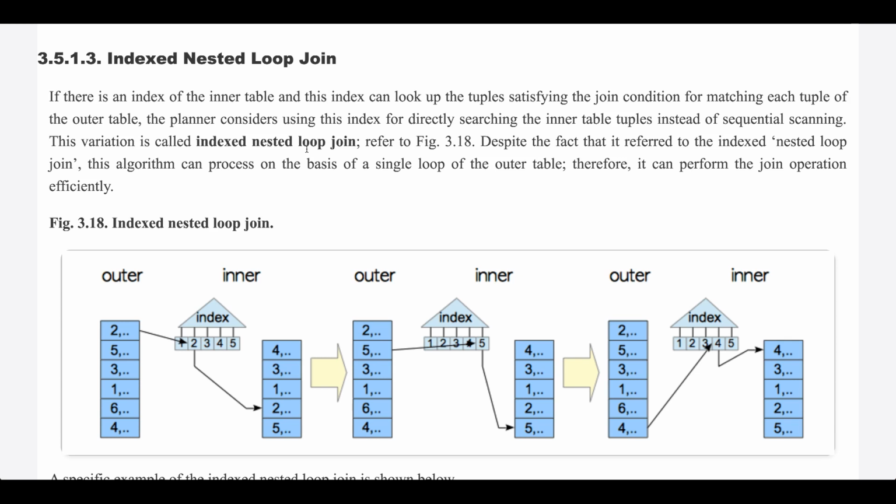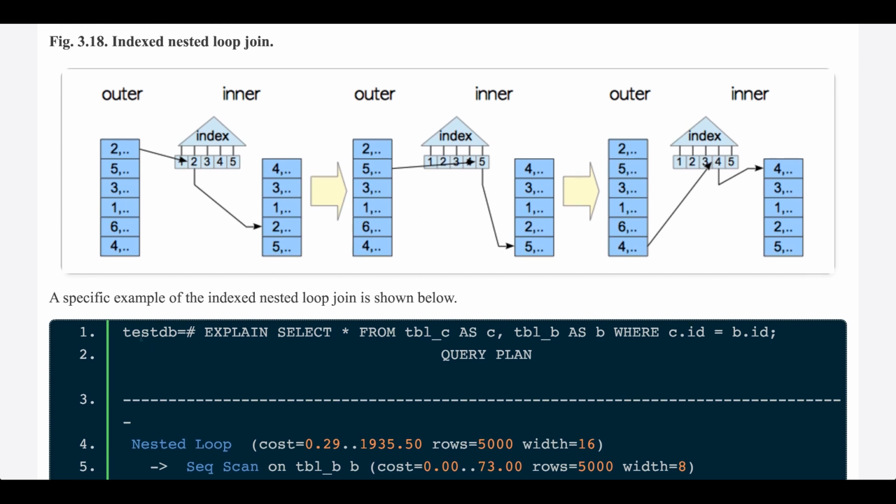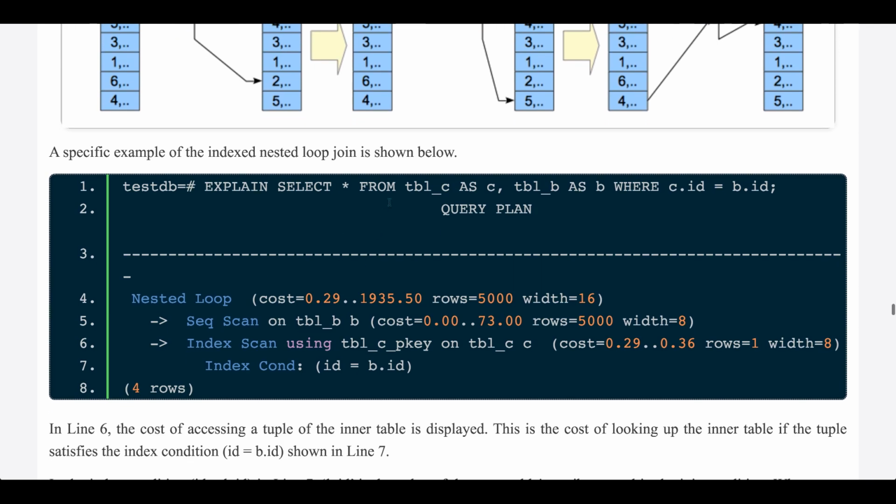Refer to Figure 3.18. Despite the fact that it is referred to as the indexed nested loop join, this algorithm can process on the basis of a single loop of the outer table. Therefore, it can perform the join operation efficiently. A specific example of the indexed nested loop join is shown below. EXPLAIN SELECT * FROM table_c AS c, table_b AS b WHERE c.id = b.id.